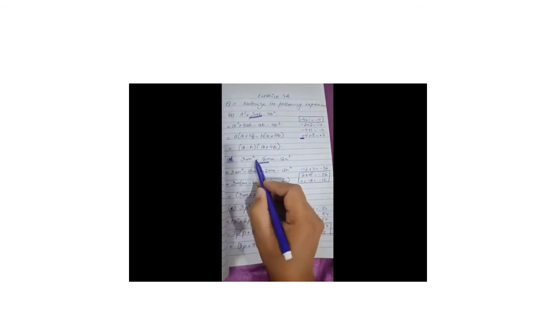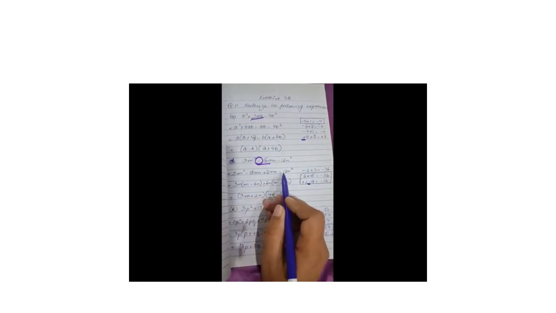Now the next part is part D, 3m square minus 16mn minus 12n square. If we multiply the coefficient of m square, which is 3, and the coefficient of n square, which is -12, the answer is -36. We will find the multiples of -36, starting with the table of 2. 2 multiply 18 is 36. Our search is finished here, as if we add 2 and -18, it becomes -16, and what we want is -16. This minus sign indicates that the larger number will have the minus sign.